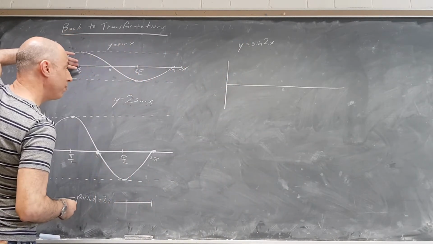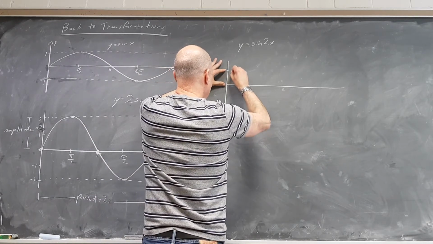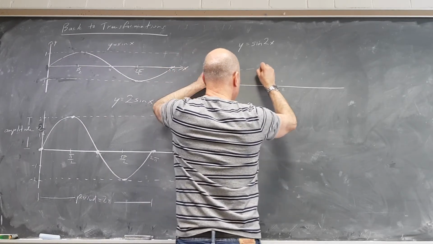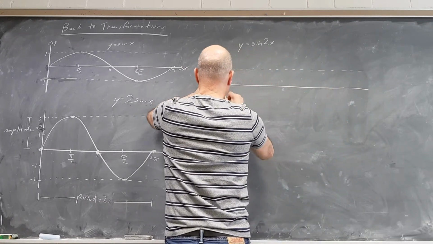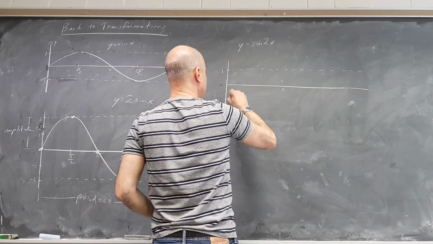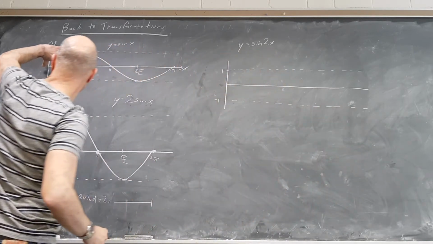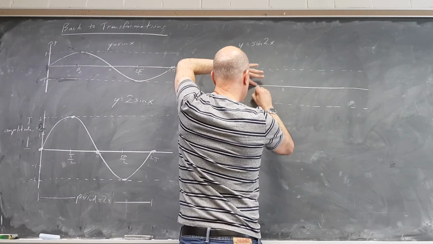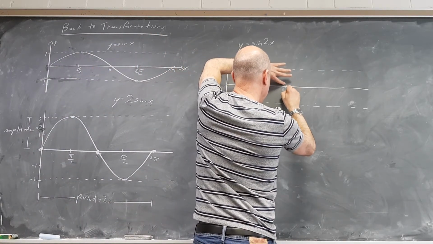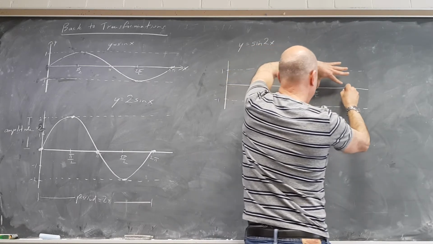So let's see, that's height 1. We're not playing around with this thing vertically at all. It's a horizontal change. -1. Pi over 2. Pi. 3 pi over 2. 2 pi.